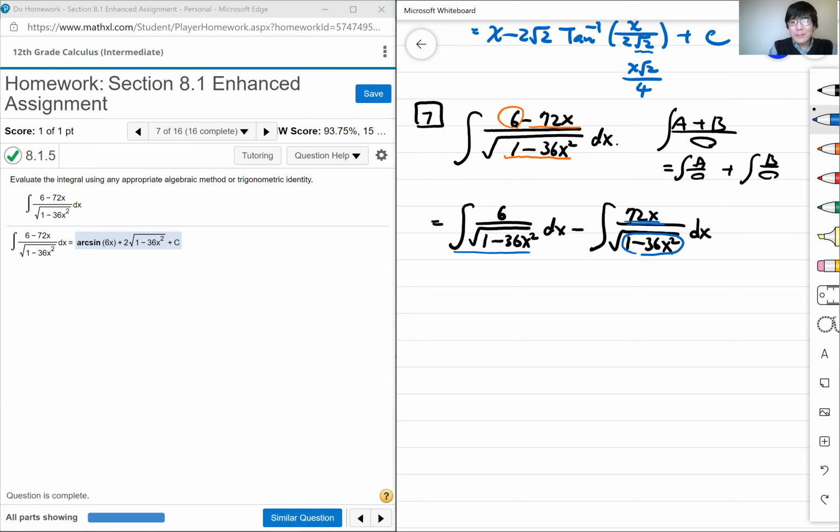This side is different: you have to use a different substitution, and you really need to know one formula for this shape. I'm going to explain that one later. So first of all, for this one, u is equal to 1 minus 36x squared. Then du is equal to negative 72x dx. So after substituting, including this negative here, it's going to be du over square root of u, and that is equal to 2 square root of u plus c later. So it's going to be 2 square root of 1 minus 36x squared.